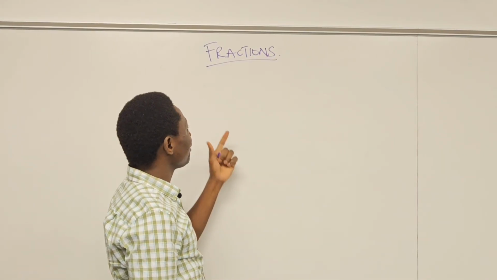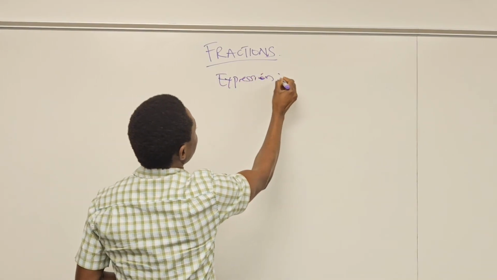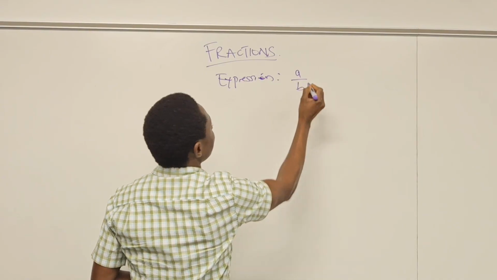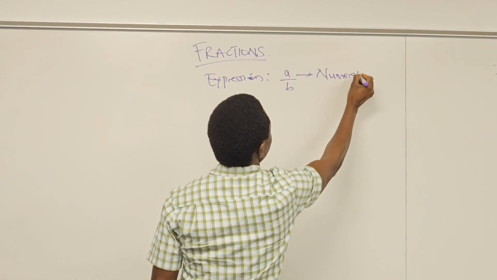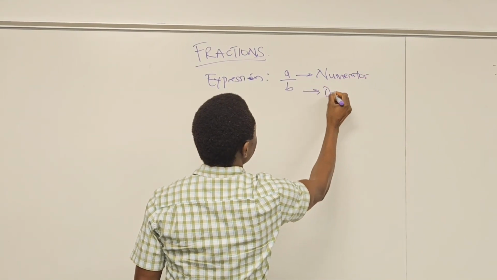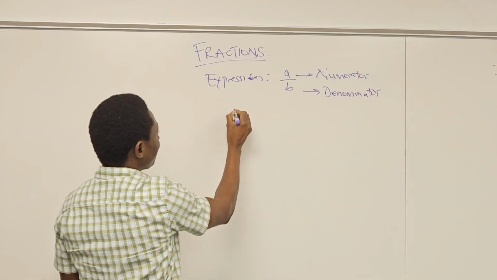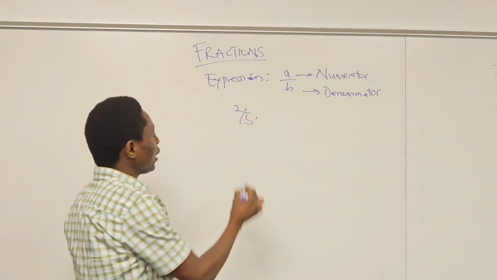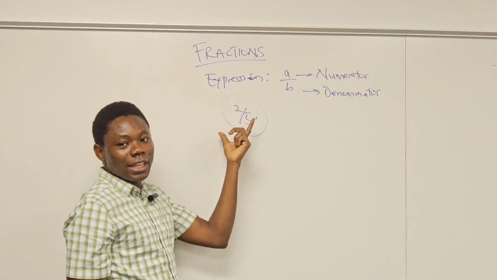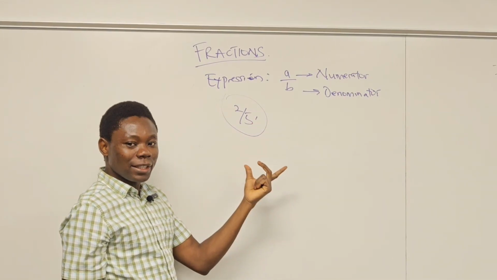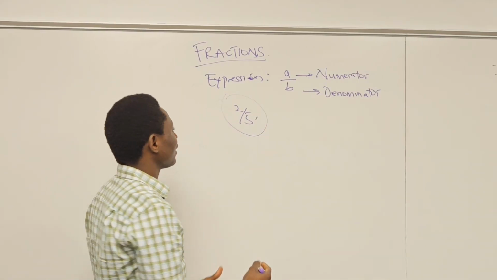By definition, a fraction is an expression that can be written in the form of a over b, where a is the numerator and b is the denominator. For example, 2 over 5 is a fraction, meaning, for instance, if I have $5 and I spend $2 on candy, it means I've spent a proportion, or a fraction, of 2 over 5 of my money, right?